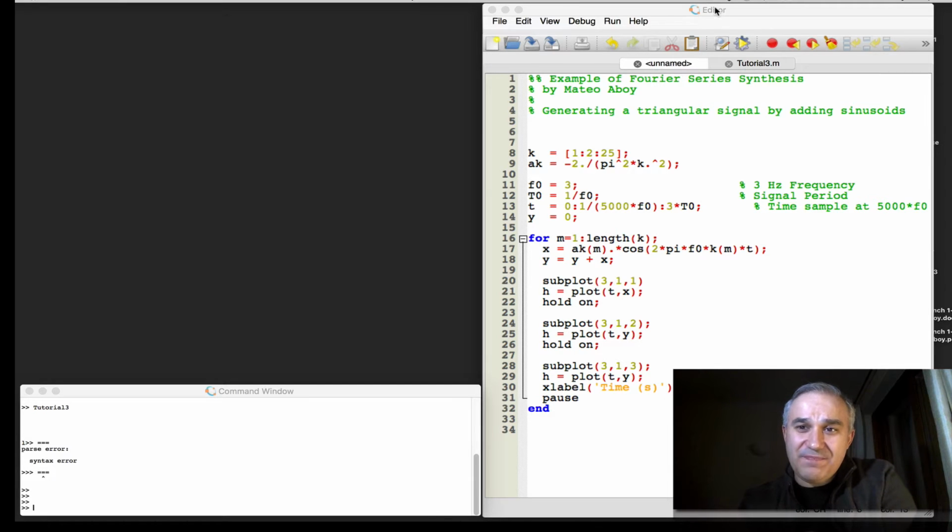So let's do this for a triangular signal. In this case, instead of being 1 over pi k for the odd case, it is minus 2 divided by pi squared times k squared, as you see there in line 9. So let's run it.